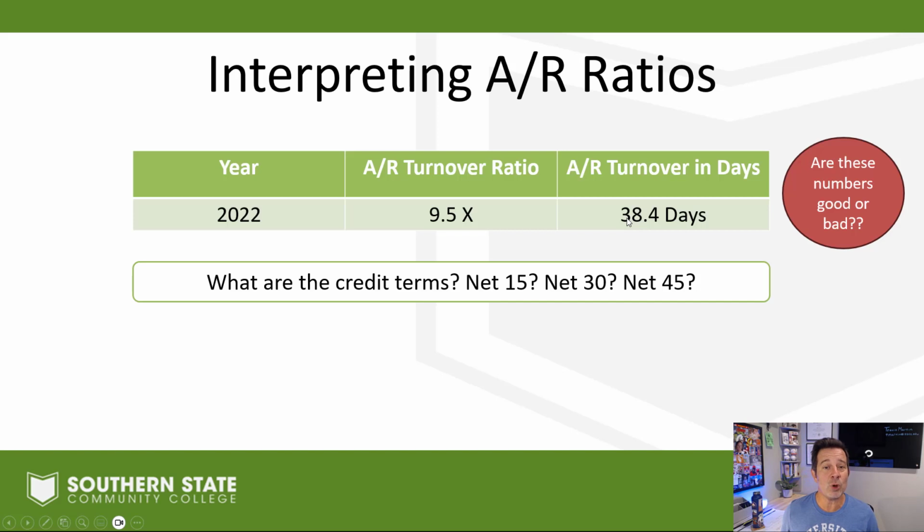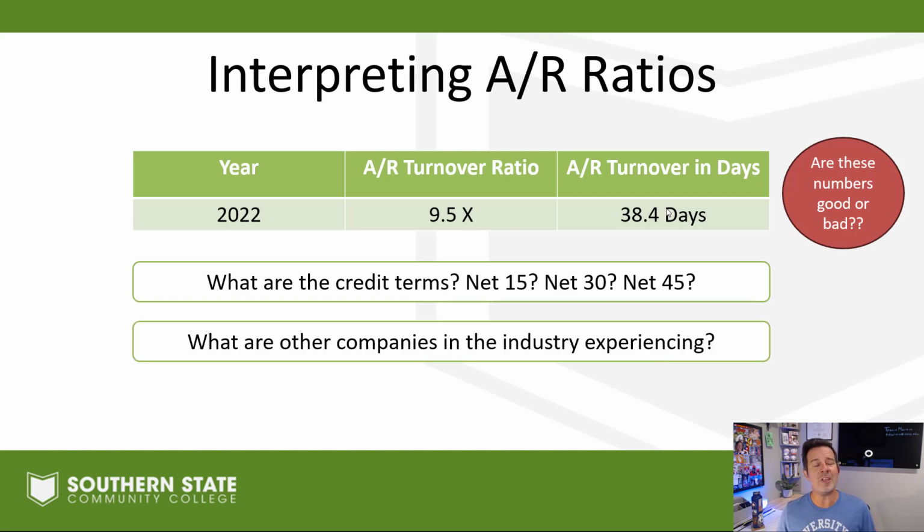That means customers are taking more than twice as long to pay as they are being allowed. What if it's net 45? We're giving people 45 days to pay, and we're collecting in 38. That sounds pretty good. And so we need a little bit more information to determine whether or not Kellogg's is collecting their AR as quickly as maybe they should.